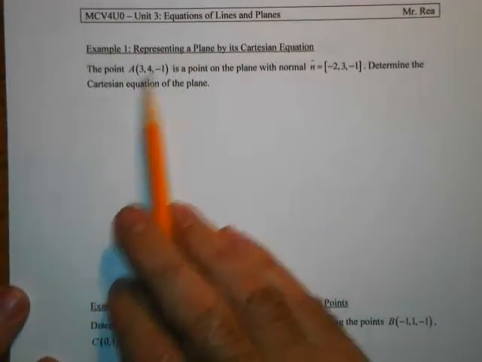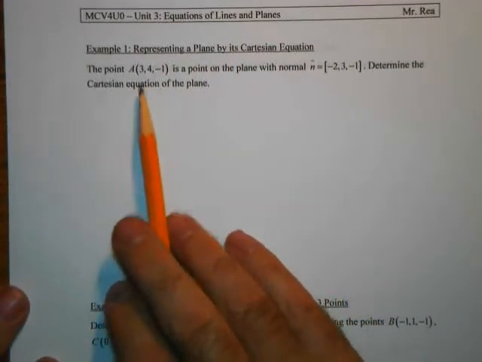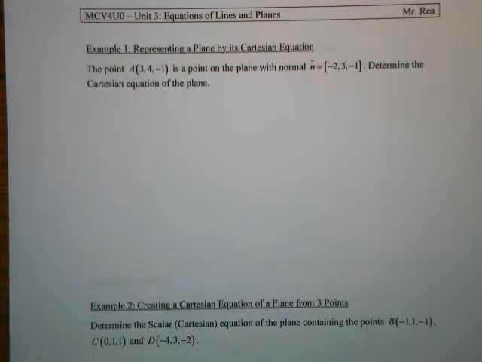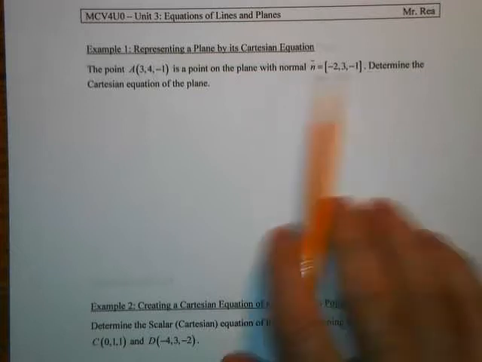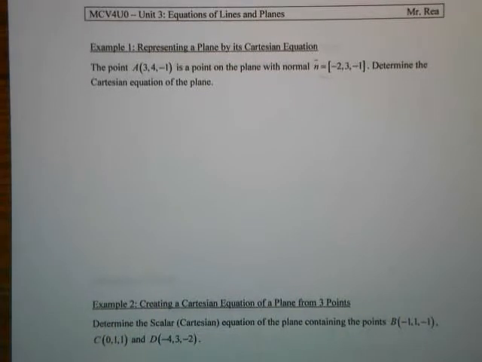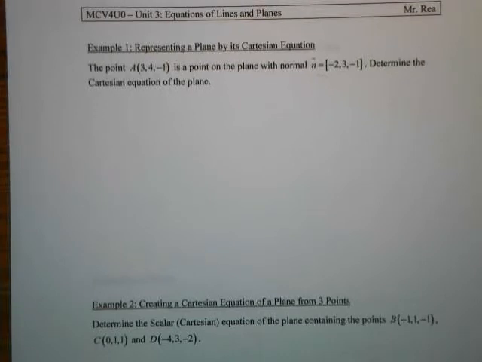All right, so we've got the point A, which is a point on the plane with a normal. So the plane has a normal of (-2, 3, -1). Determine the Cartesian equation of the plane. There are two ways of doing this. I'll show you both, but I think one is by far the best method.